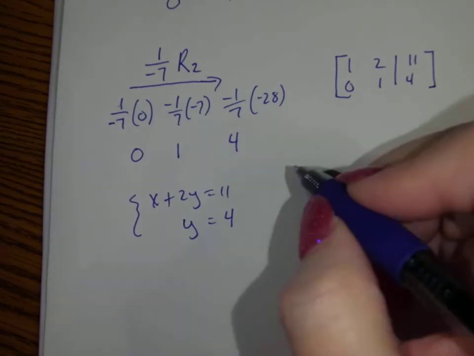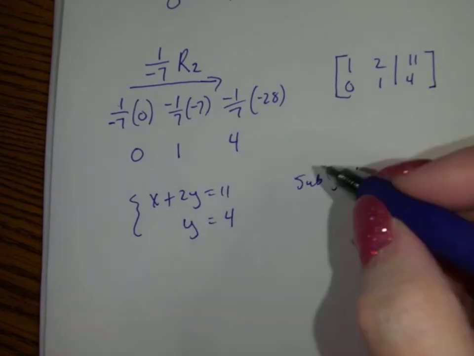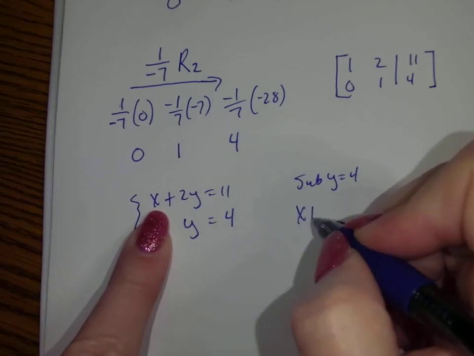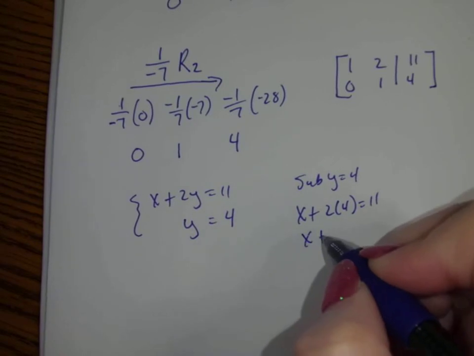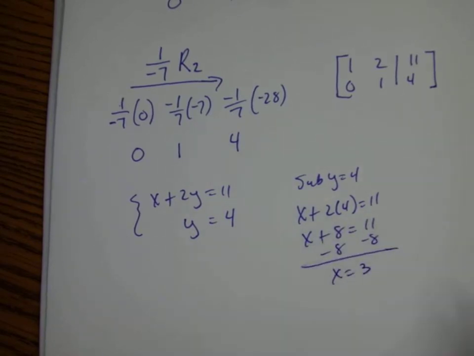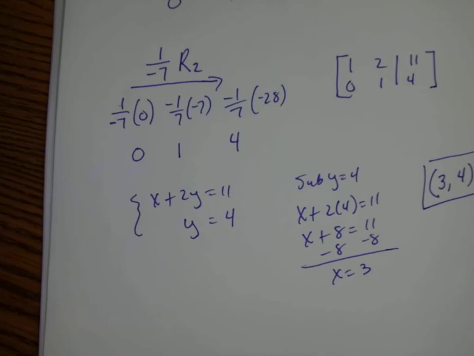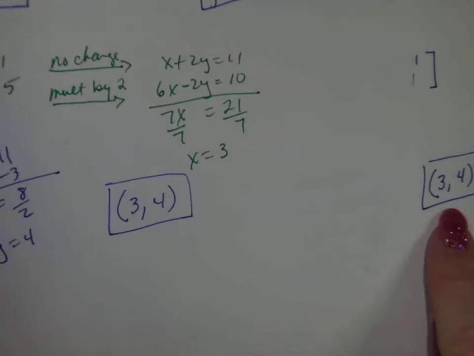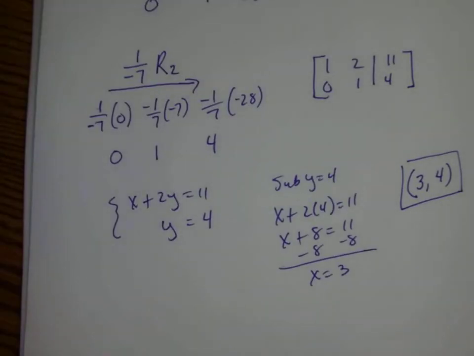All right, so with y equals 4, I'm going to sub y equals 4 into our equation here. So we'll have x plus 2 times 4 equal to 11. So x plus 8 equals 11. Subtract the 8 over and get x equal to 3. And our answer is still the ordered pair of 3, 4. So we got to the same answer, which we would expect because it's the same problem. There's just different ways to do them. Be prepared to do both ways.